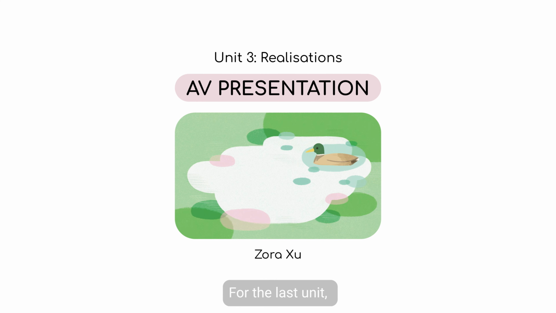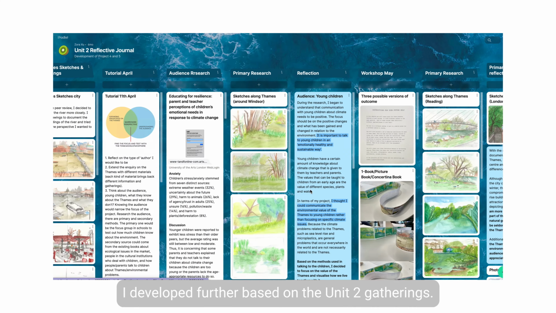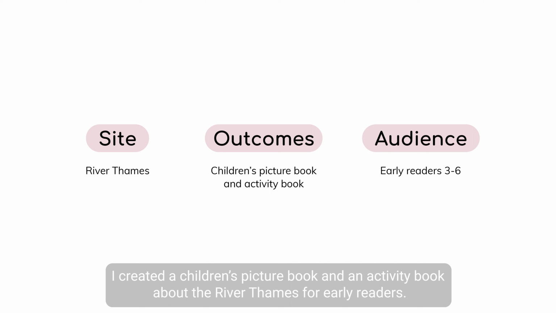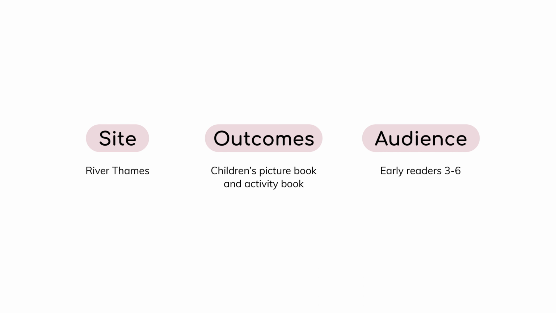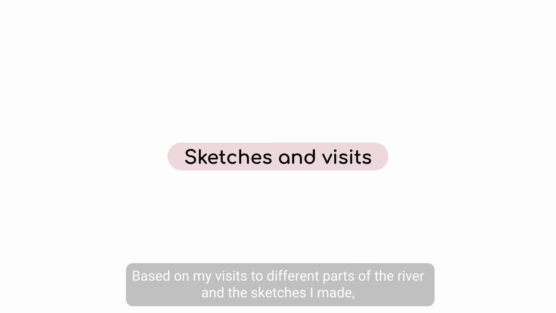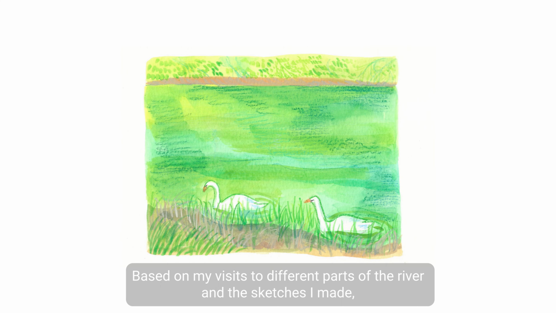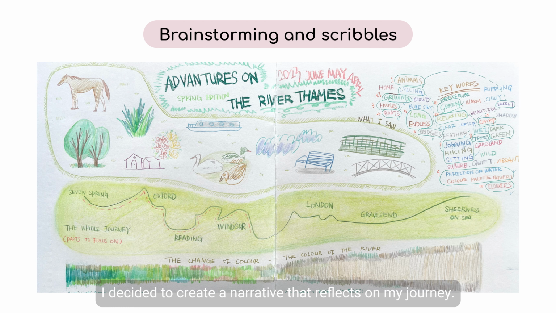For the last unit, I developed further based on the Unit 2 gatherings. I created a picture book and an activity book about the river Thames for early readers. Based on my visit to different parts of the river and the sketches I made, I decided to create a narrative that reflects on my journey.